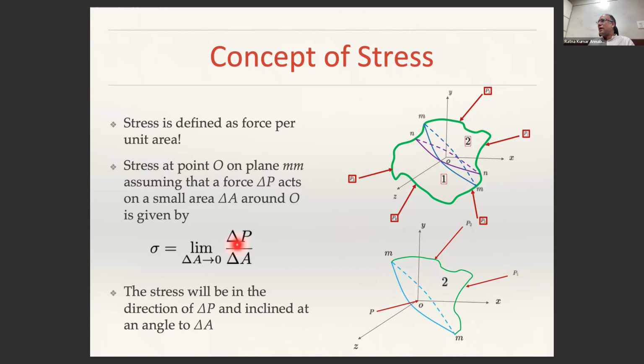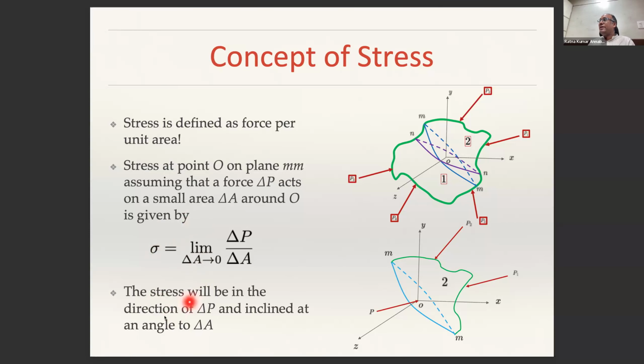The stress at point O on this plane MM, assuming that a small force delta P is acting on a very small area delta A. So assume an infinitesimal area around that point. Then the stress, which is in this case normal stress, is defined as limit delta A tends to 0, delta P by delta A. That is the definition of stress.